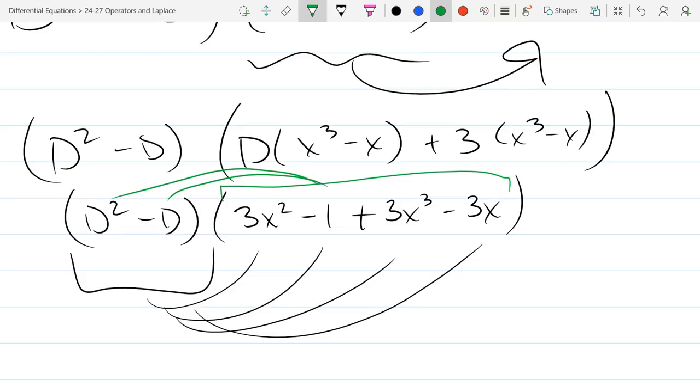You can rearrange your terms in a different order, but in terms of actually applying the operation, there's really only two ways to do it.